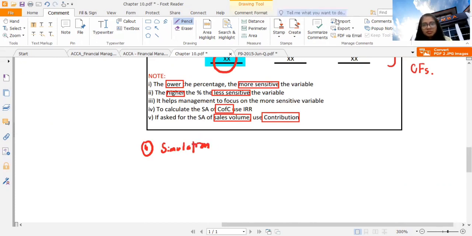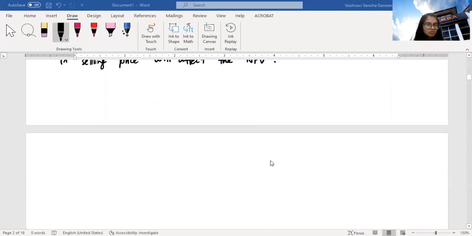Simulation. Before I proceed, let me share a new screen. All right, here, because I want to write a little bit about the simulation model. Okay, so guys, the first thing that you need to know is what a simulation model is. Simulation is actually a sensitivity analysis type calculation where you can look at the interrelationship between variables, and how it will affect the project NPV.